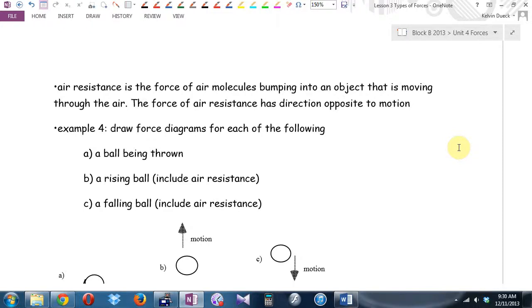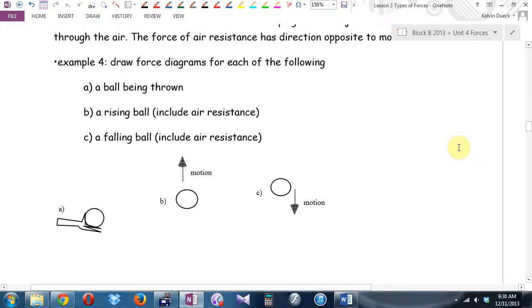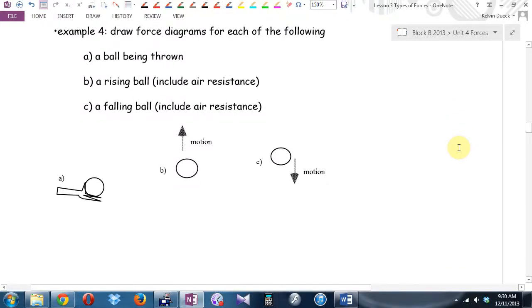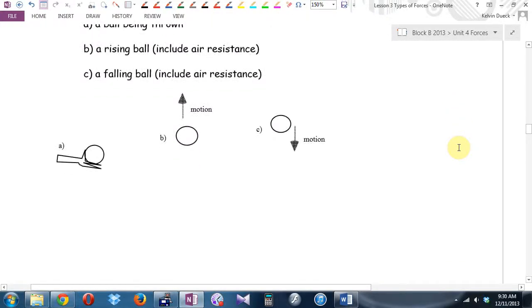Okay? So I wrote down here, draw force diagrams for each of the following. We're talking about throwing a ball up in the air, and there's three situations. Situation A is while it's in my hand. Situation B is when it's left my hand on the way up. Situation C is on the way down. Oh, and it says include air resistance for B and C. So let's look at A.